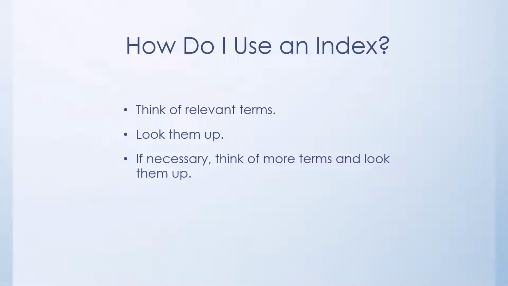So, how do I use an index? Well, first you think of relevant terms based on your search problem. Then you look those terms up. And if necessary, you think of more terms and look those up. It's very simple. Sometimes using the index approach is the best approach. Sometimes it's not. That's why we learned about the table of contents approach too. We'll do a sample search here in a bit.